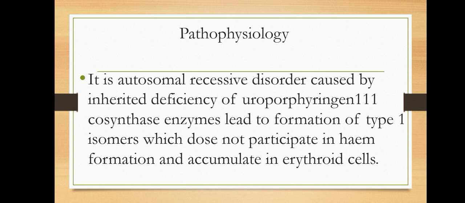Pathophysiology: it is an autosomal recessive disorder caused by inherited deficiency of the uroporphyrinogen III cosynthase enzyme. This leads to formation of type 1 isomer, which does not participate in heme formation and accumulates in erythroid cells.